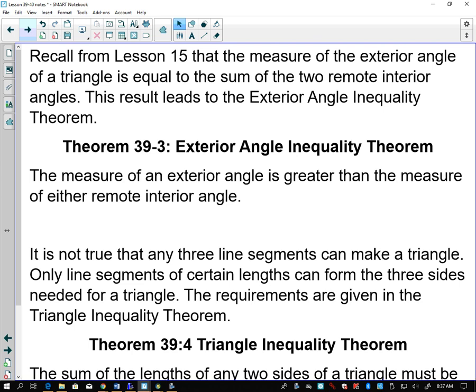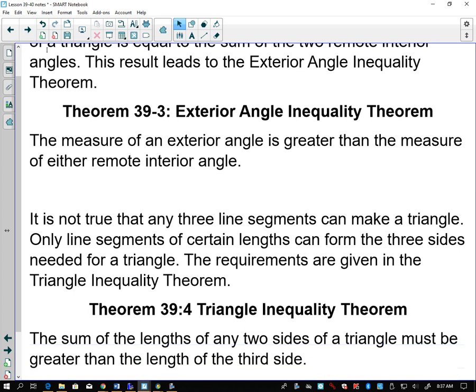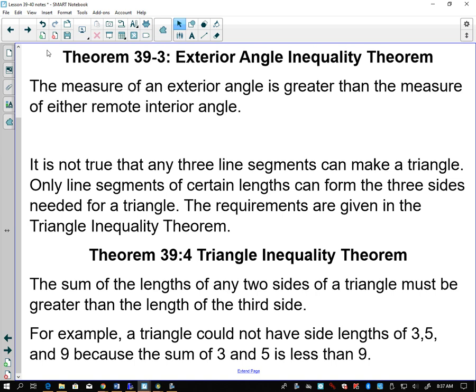All right, and that's where we get into theorem 39-4. The sum of the lengths of any two sides of a triangle has to be greater than the length of the third side. For example, a triangle could not have side lengths of 3, 5, and 9 because 3 plus 5 is not greater than 9. Okay? And it has to be greater than 9. We're not even talking about being equal to. Okay? So let's go ahead and try something out.